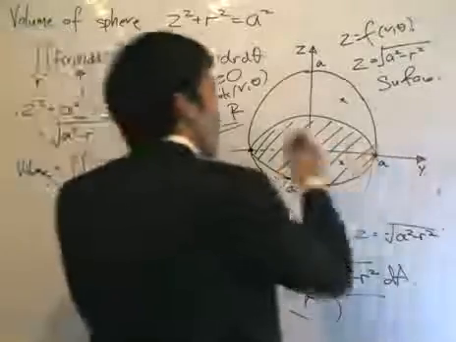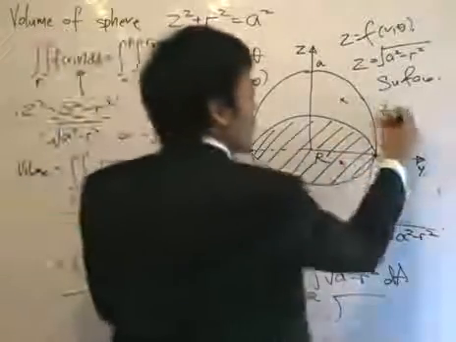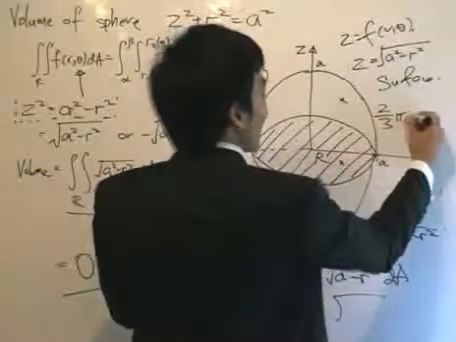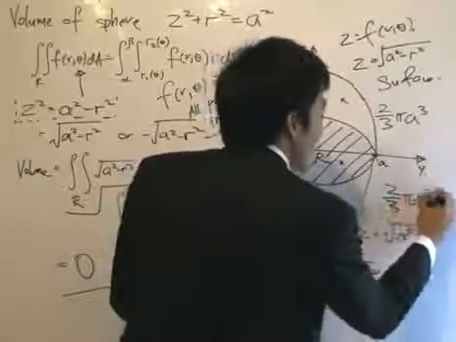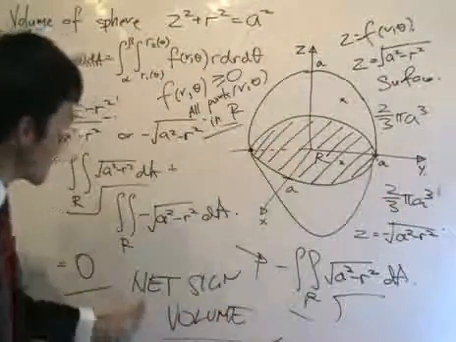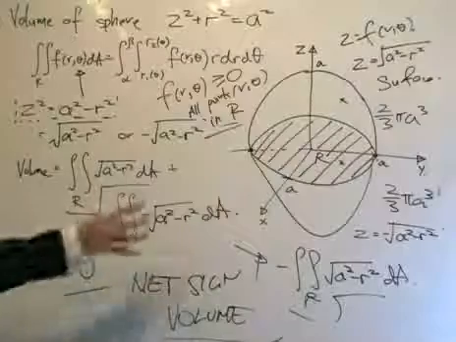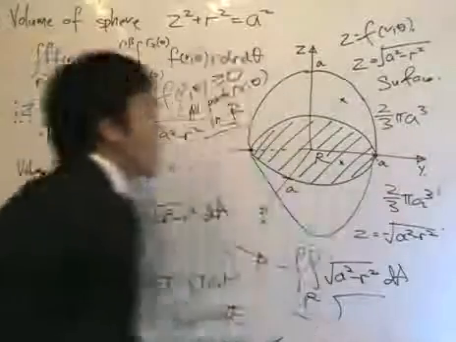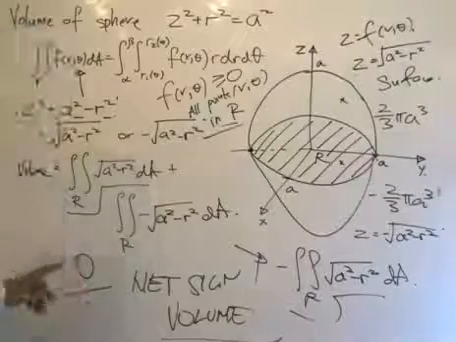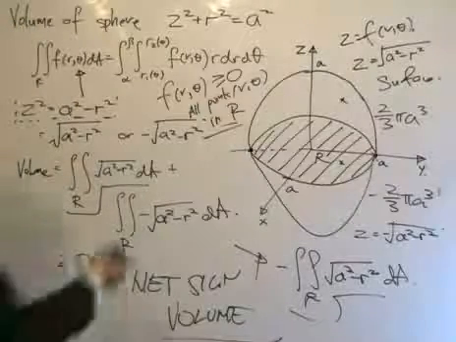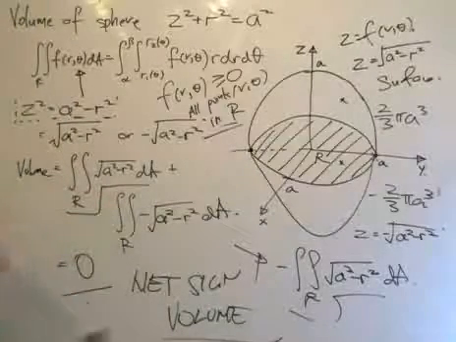So for this one, what we got was 2 divided by 3 pi a cubed, right? What we have over here is 2 divided by 3 pi a cubed, which is the magnitude. But remember, since it's the net signed volume, there's a sign to it, and it's going to be negative. Why? Because it is below the xy plane. So if this minus this, what we get equals 0. A way around this was to take the magnitudes and then add them up, but that's besides the point.